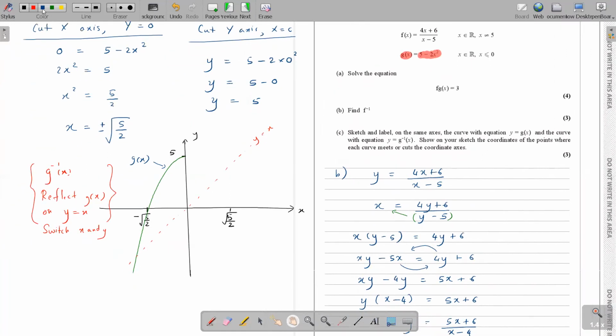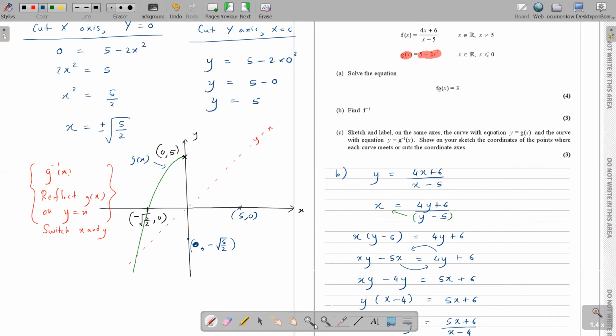Let me show you what I mean. Here, for example, this cutting point is 0, comma 5. This is minus root 5 over 2, comma 0. When you switch them, 0, comma 5 becomes 5, comma 0. So that comes over to the other side, 5, comma 0. And this guy, minus root 5 over 2, comma 0, when you switch, x becomes 0, y becomes negative root 5 over 2. So that means it comes somewhere over here, right? You get 0 first, x is 0, and then you get the negative root 5 over 2.